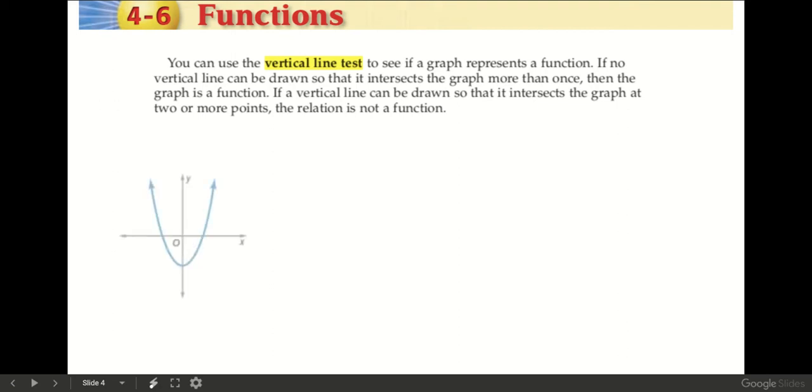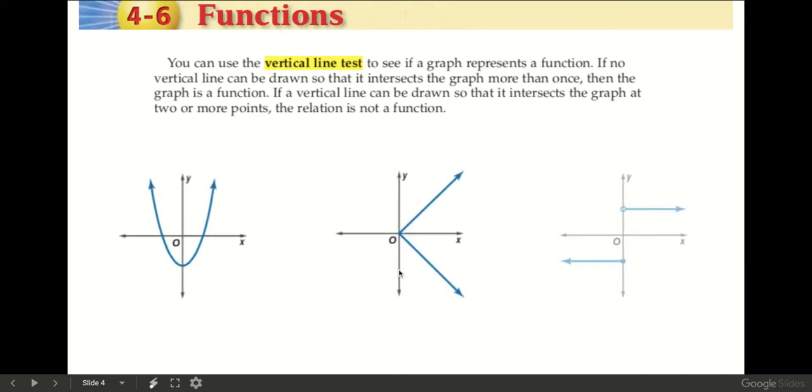So what do all those words mean? Well, let's look at these three graphs right here and see if they're functions by using the vertical line test. And basically, if I have a vertical line that I can drag across, and if it ever touches the graph more than one time, if it touches it two or more times, then it would fail as a function, right? So let's try that. This is what's known as the vertical line test. So I'm going to drag a red line across here.